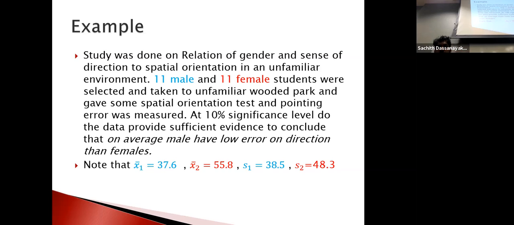Sorry, I haven't mentioned it, but consider the populations are normally distributed. Just consider the populations are normally distributed. I think I forgot to mention that.